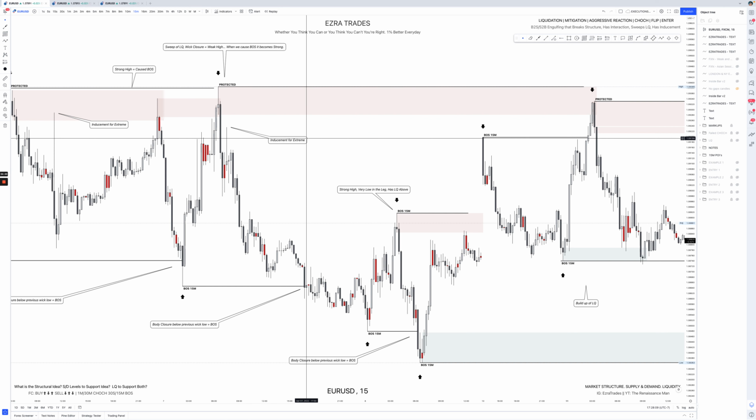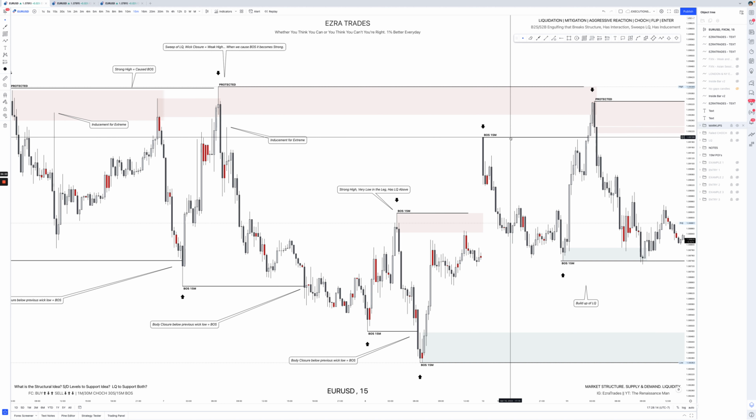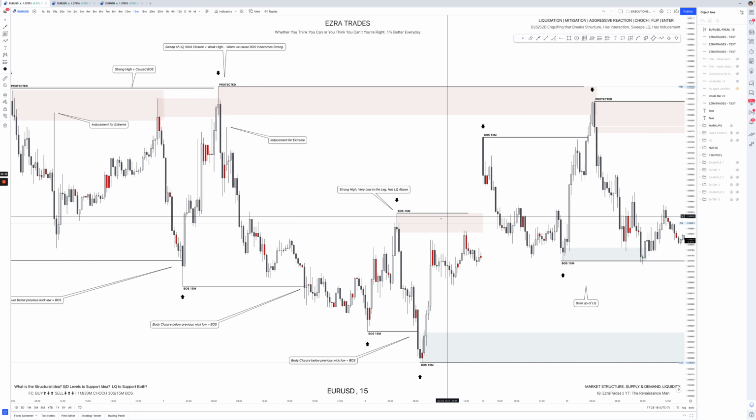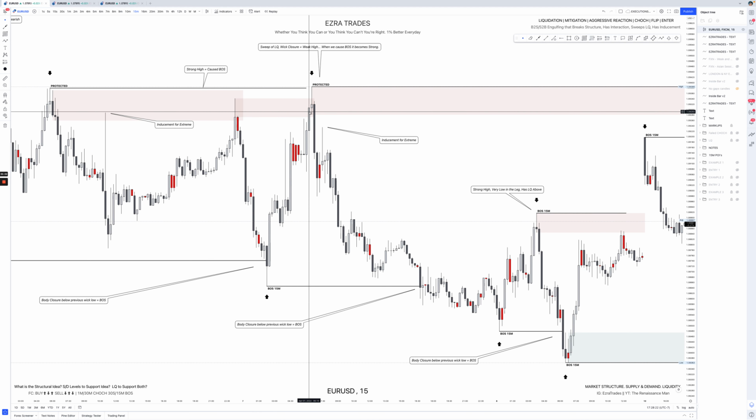So it doesn't necessarily need inducement if it already took liquidity on its own through the development of that POI. So what we're going to do is the same thing as before. We're going to take this 15-minute. This was formed at 6:30.